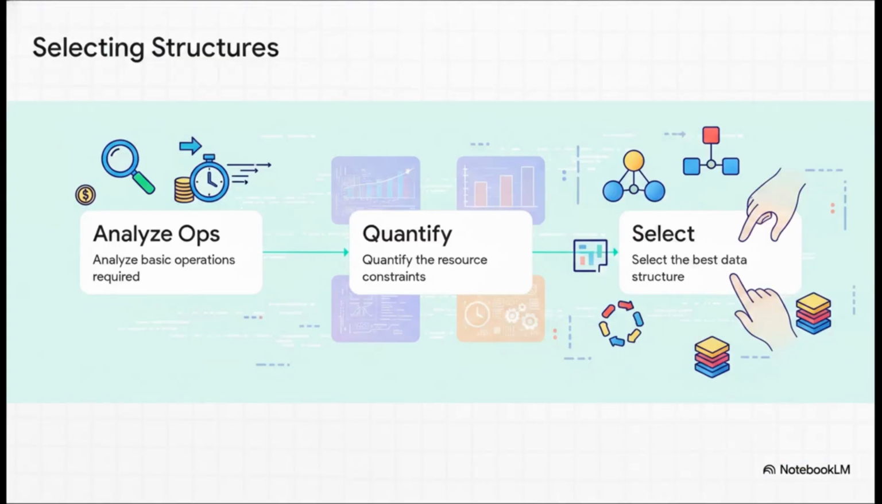So how do we systematically build a truly great program? Well, we use a pretty logical three-step methodology. Step 1, analyze the basic operations your problem actually requires. Like, are you going to be searching for data a lot or mostly adding new data? Step 2, quantify your resource constraints. Ask yourself, how much memory do I actually have to work with, and exactly how fast does this need to run? And then Step 3, select the specific data structure that best meets those exact requirements.